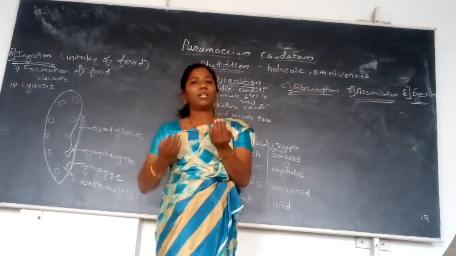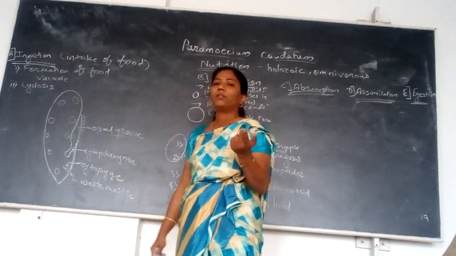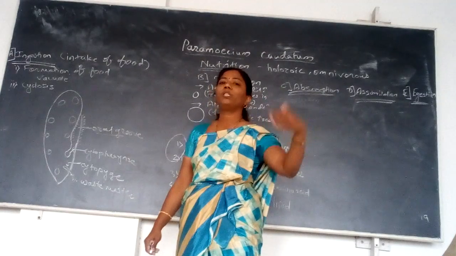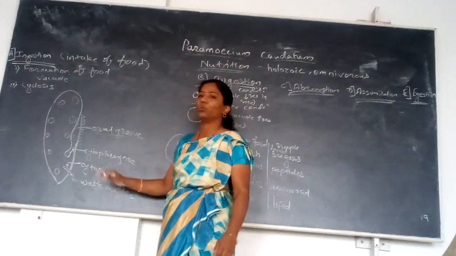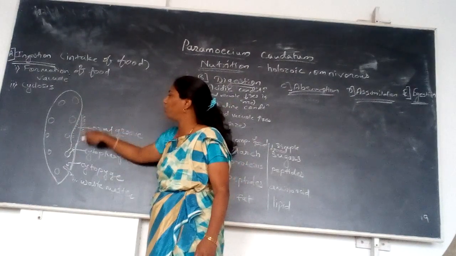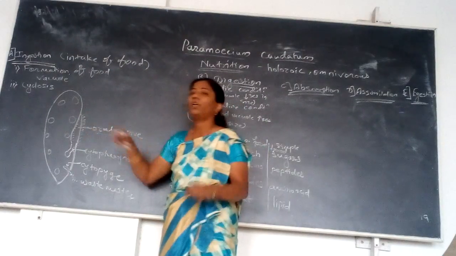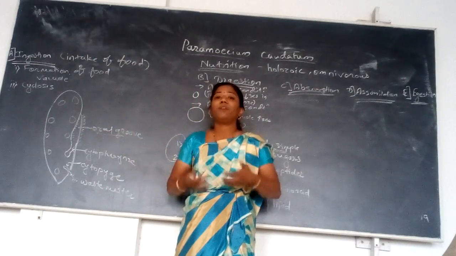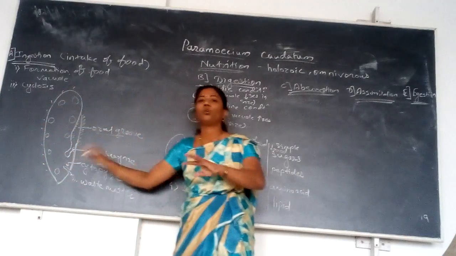When the food material enters inside the oral groove, which is similar to the mouth in a higher animal, we call it the cilia. The cilia present on the oral groove beat very fast as compared with the cilia present all over the body.